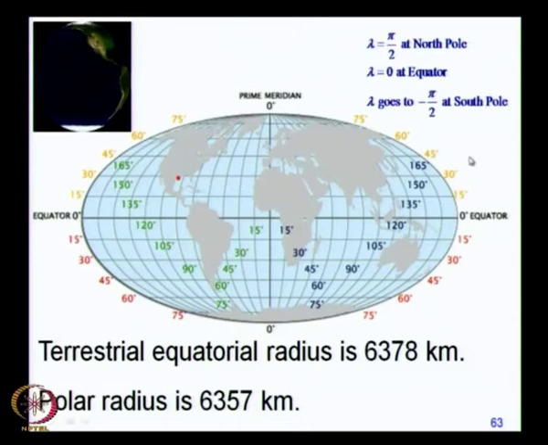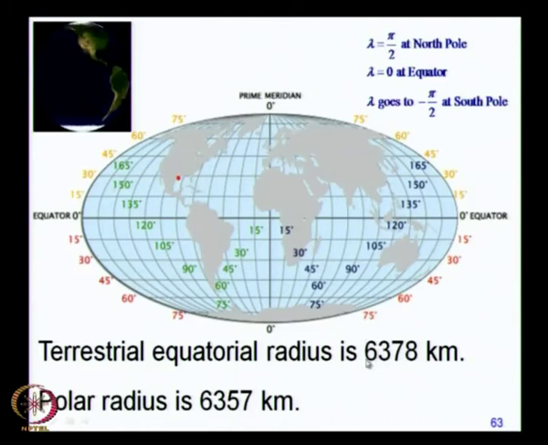This is consoling, that there are other objects in the universe which have got a bulge in the middle. It is not just me alone. But the bulge is not very much over here, unlike me perhaps, because the terrestrial equatorial distance is 6,378 kilometers, which is this, whereas the polar radius is about 6,357 kilometers. So, there is a little bit of difference, but it is not a whole lot.